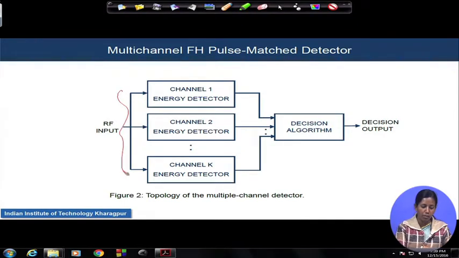This is the total WSS bandwidth, and we have divided it into 1 to k channels, and hence the bandwidth of each sub-channel is WSS by k. They have separate energy detectors in each and every channel, and a combined final decision algorithm is performed at the end, giving the final decision on the presence of the signal at the output.